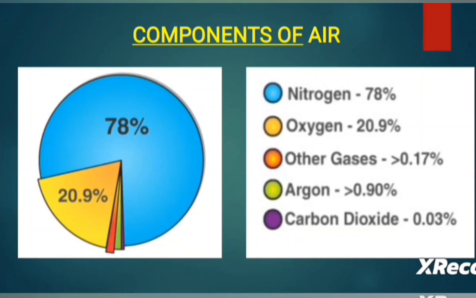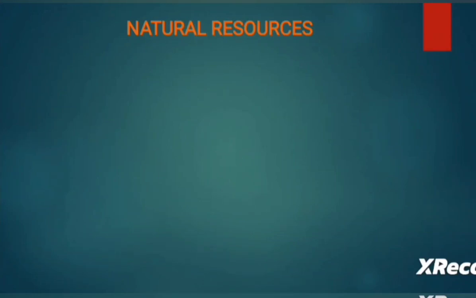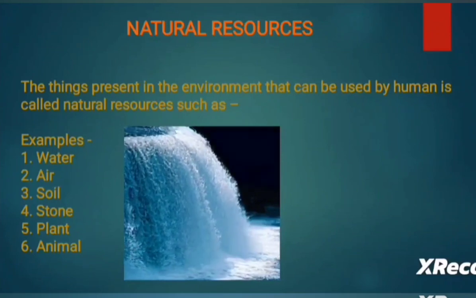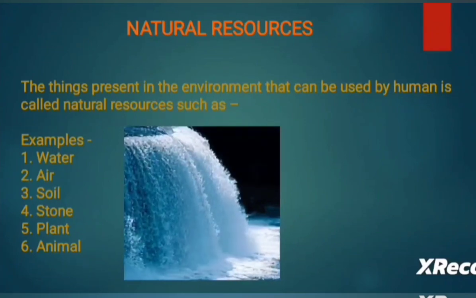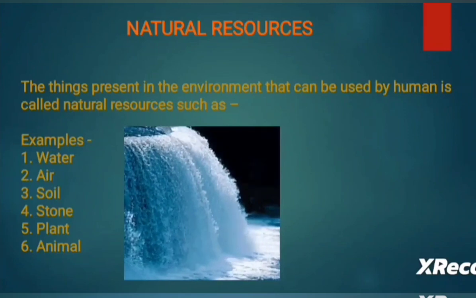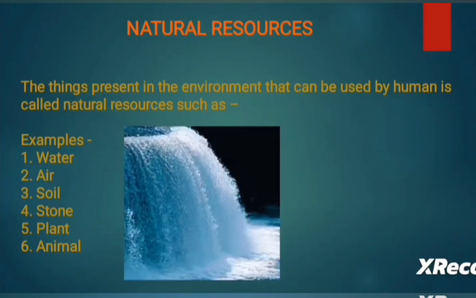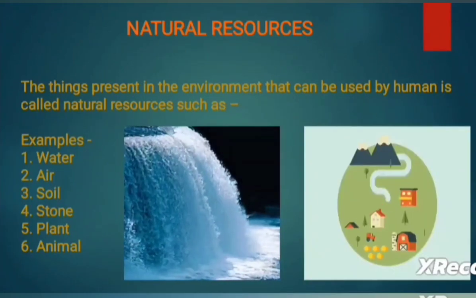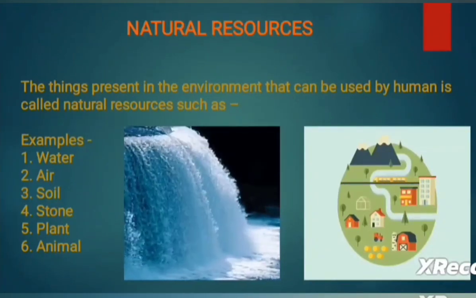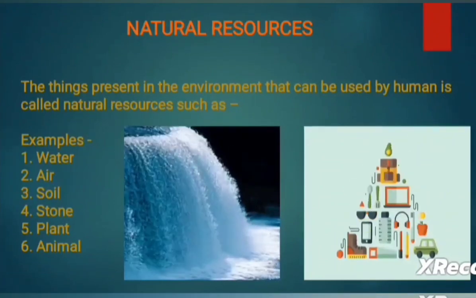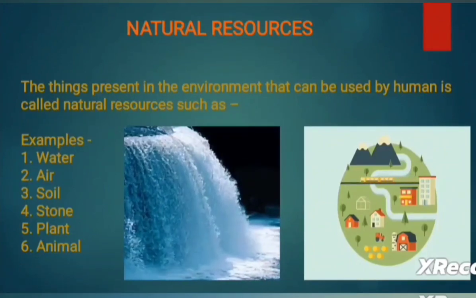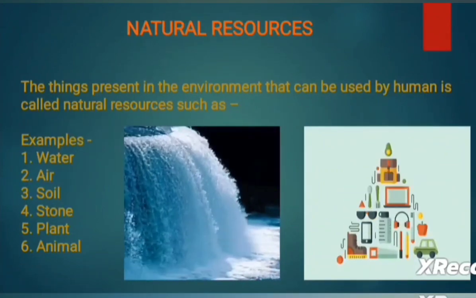So first, let's see what is meant by resources and natural resources. Resources are the materials available in our environment which satisfy or fulfill our needs. Natural resources are those present on the earth independent of human action. So we can say everything present in nature is a natural resource, for example air, water, soil, sunlight, plants, animals, and also fossil fuels.